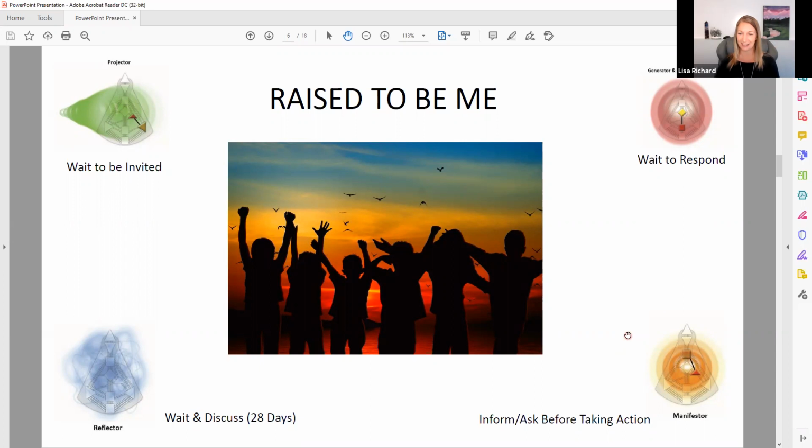So for manifestor children, it is so important to teach them to ask before they take action, and then to honor their design by creating boundaries that feel right for you. They work within your family to give them their freedom, but to set those perimeters of safety. So what you're doing is you're allowing them to be free to do things when they need to do them. They're asking you for permission, and then they know to stay inside the perimeters that you have set for them.